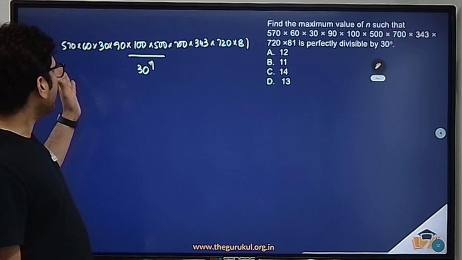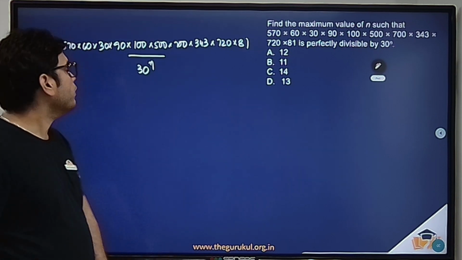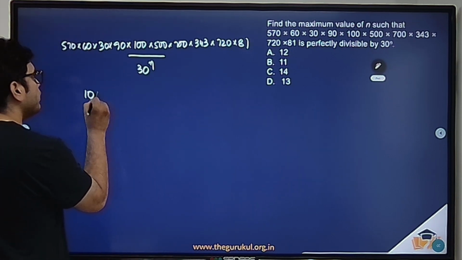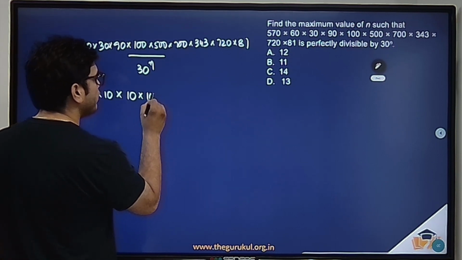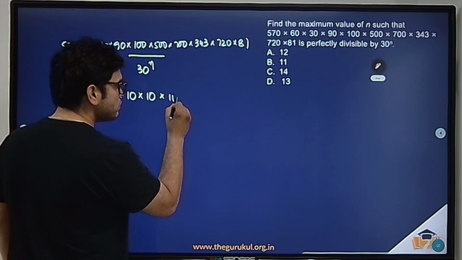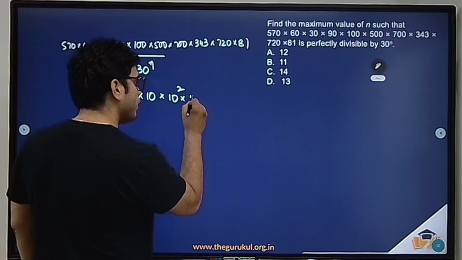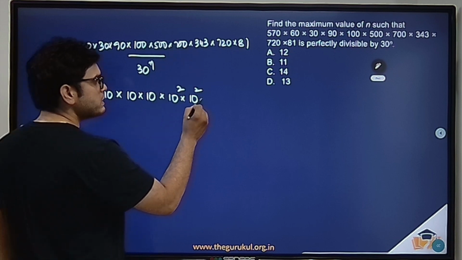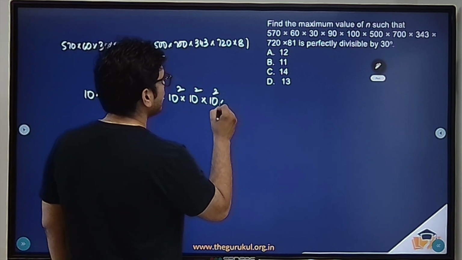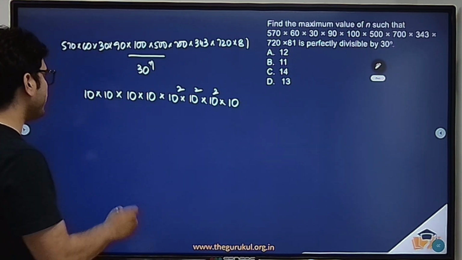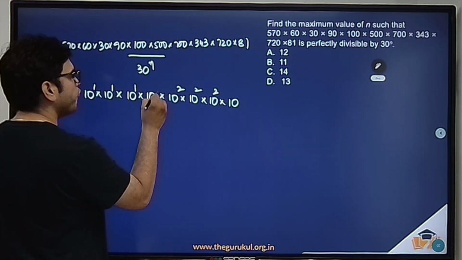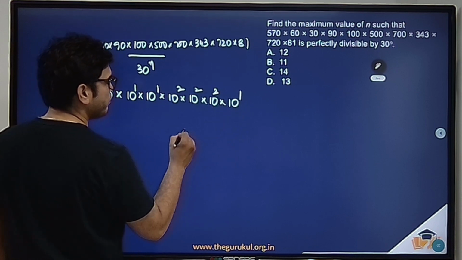Now let us see how many tens are there in the numerator. So 570 you have 1 ten, 60 you have 1 ten, 30 you have 1 ten, 90 you have 1 ten, 100 you have 2 tens, 500 again you have 2 tens because 5 into 100, 700 you have 2 tens, 343 no 10, 720 1 ten. Now what is the highest power of 10? 1 2 3 4 5, 5 plus 6, 11.